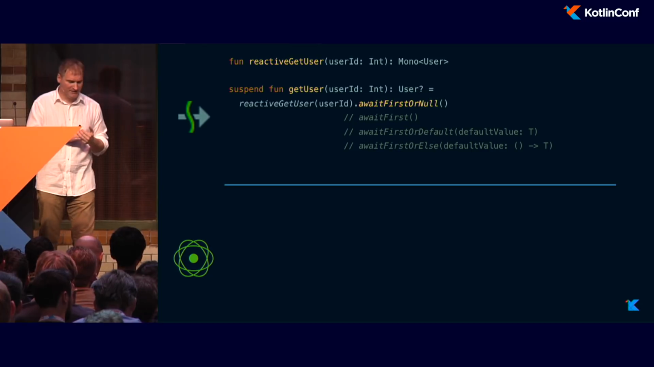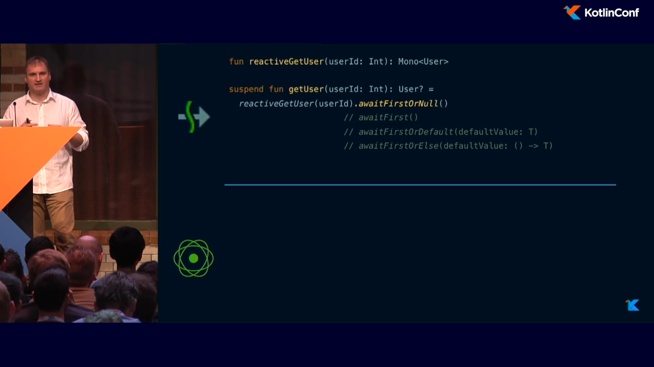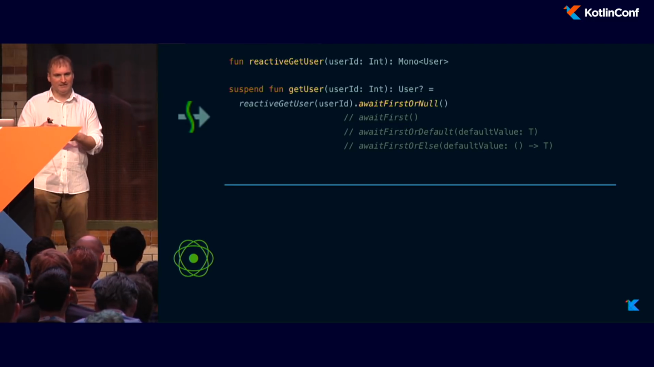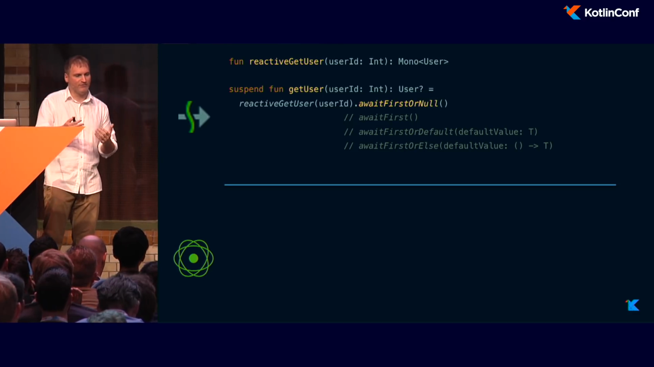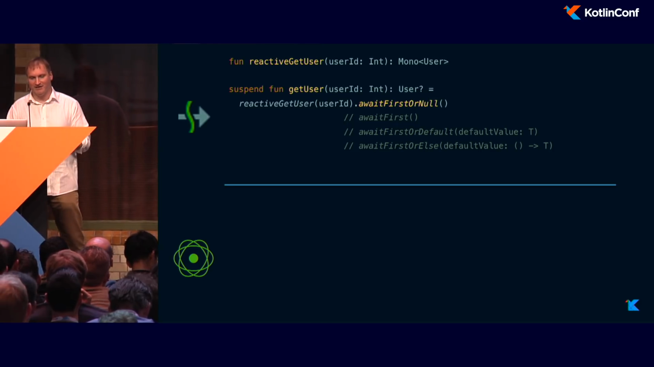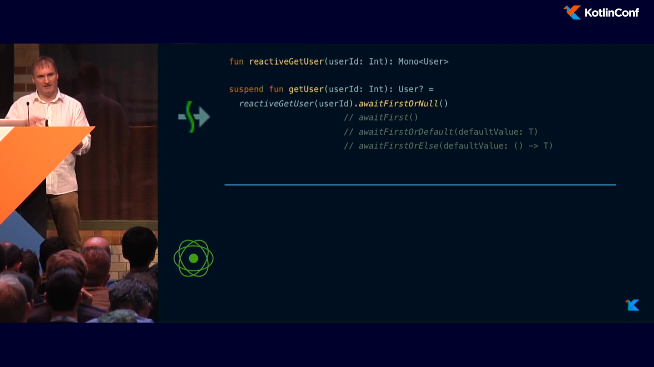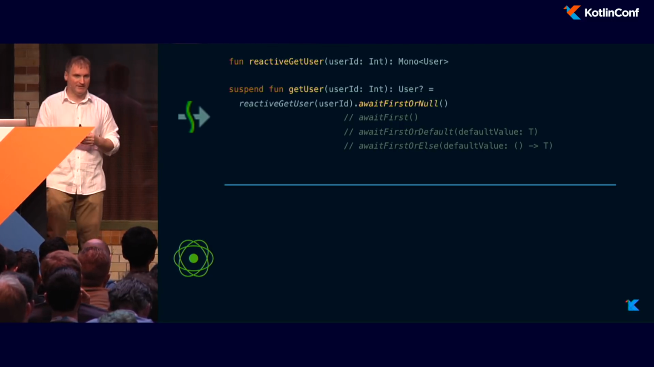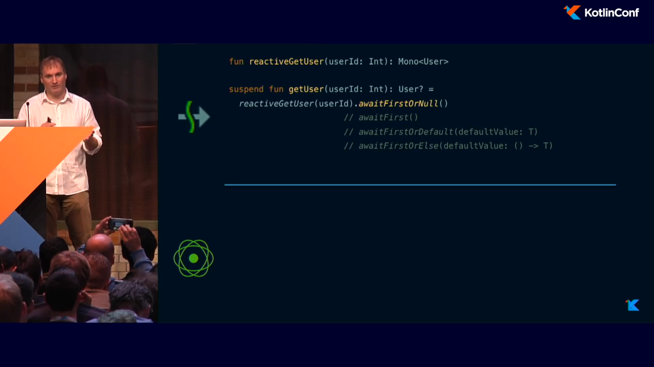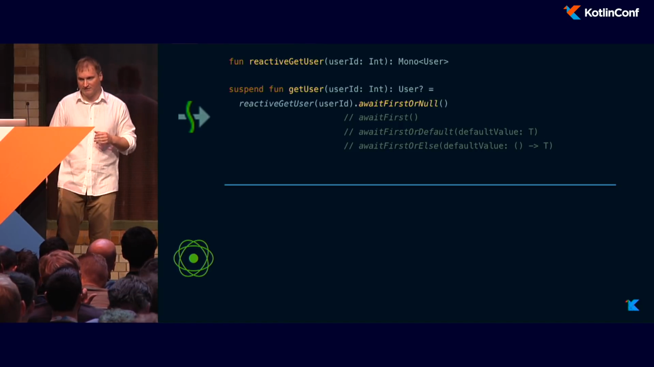So for example, if you have a function which returns a mono, and you want to use it in your coroutines, you can easily transform the mono to a suspending function. So we call await first or null, which will wait for the value. And if there is no value, so the mono is empty, it will just return null. And there are a couple more of these kinds of functions. There is await first, which will wait for the first value, so it will not accept empty monos. And there are some other functions as well.